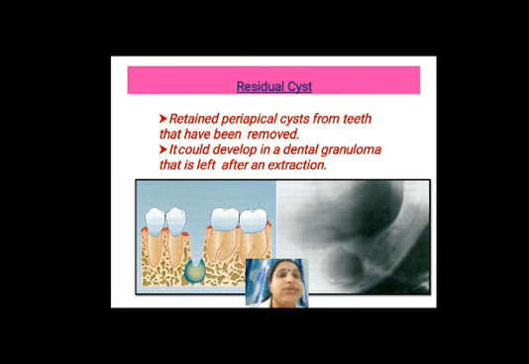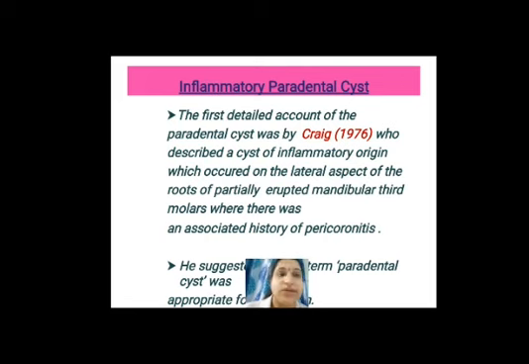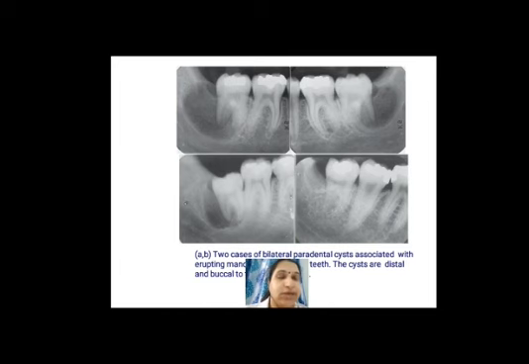Residual cysts: sometimes radicular cysts are retained even after the extraction of teeth. That is called a residual cyst. Then there is the paradental cyst, a cyst of inflammatory origin that occurs on the lateral aspect of the root of a partially erupted mandibular third molar. With this we have covered all the cysts of the oral region, including the developmental odontogenic cysts and the inflammatory odontogenic cysts, in detail.